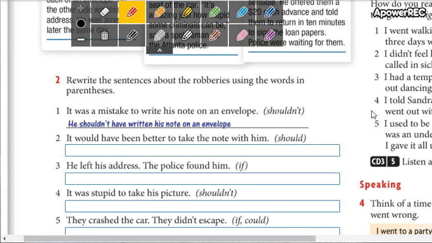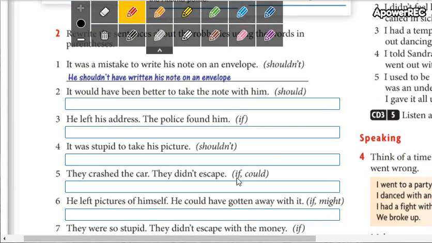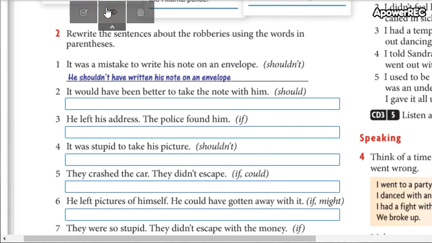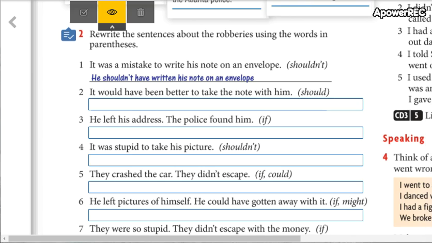So don't forget, for the third conditional, we always use would or wouldn't, have, and then the first part we use the past perfect with if. For example, this one in number 3. We are going to see. Oh, we have this. Well, I am going to write it.